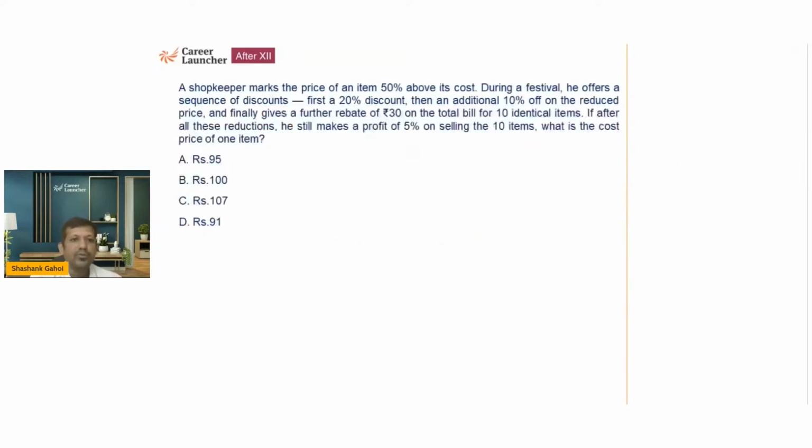Okay, let's move on. The shopkeeper marks the price of an item 50% above the cost. During a festival season, he offers a sequence of discounts. First a 20% discount, then an additional 10% on the reduced price. So I am saying that his initial price is 100x. He marks up by 50%. So now his price is 150x.